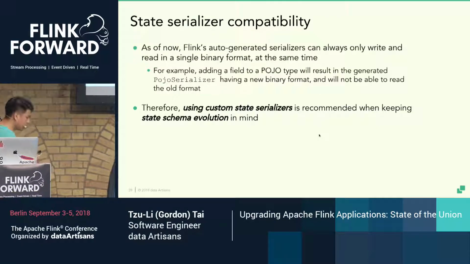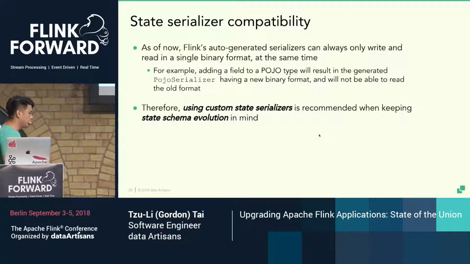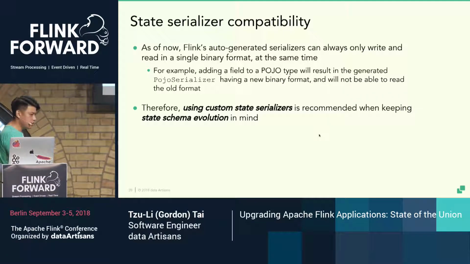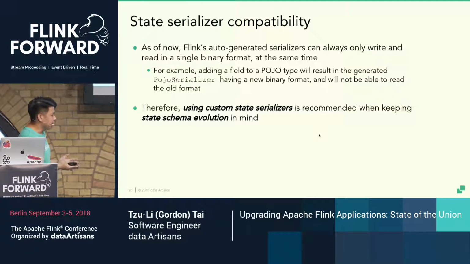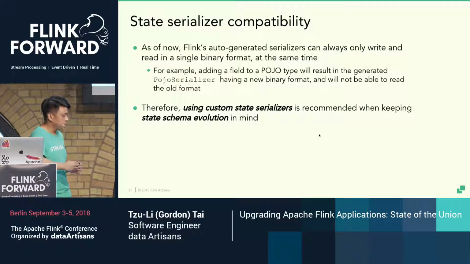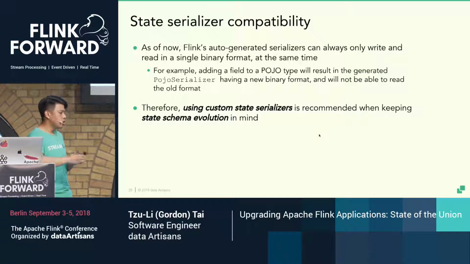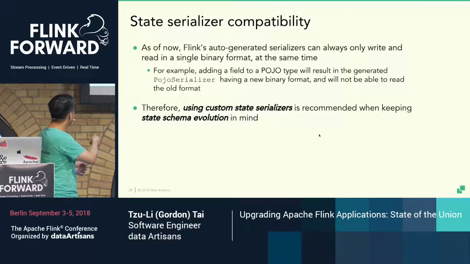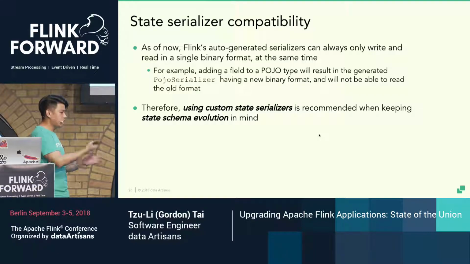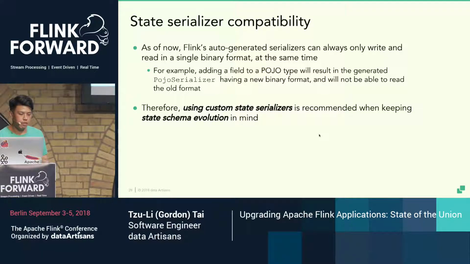Yes, so what is the recommended way right now to approach this? This is the current state. In the future, maybe in 1.7, hopefully, it would be much simpler. As of now, Flink's auto-generated serializers can only write and read in a single binary format, as in most of the implementations. They only have a single binary format defined at the moment. So, for example, as I mentioned, adding a POJO field gives a new serialization format which is not compatible with the previous one, and it just can't handle this incompatibility.